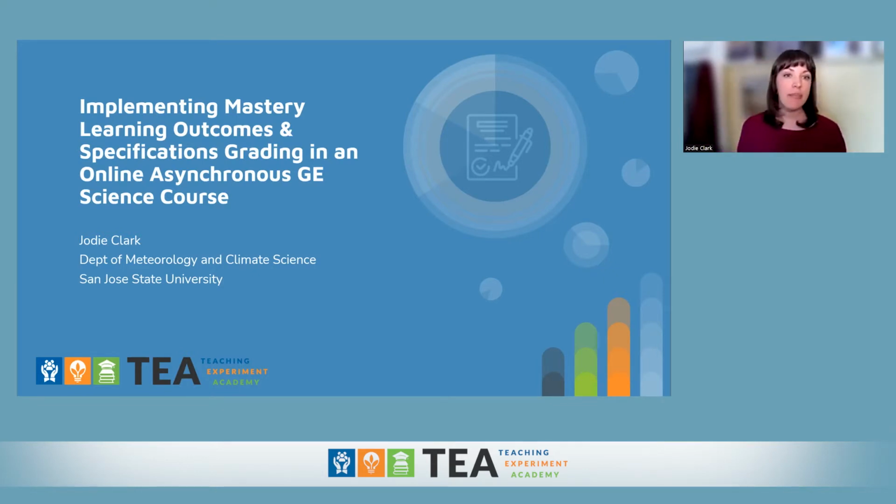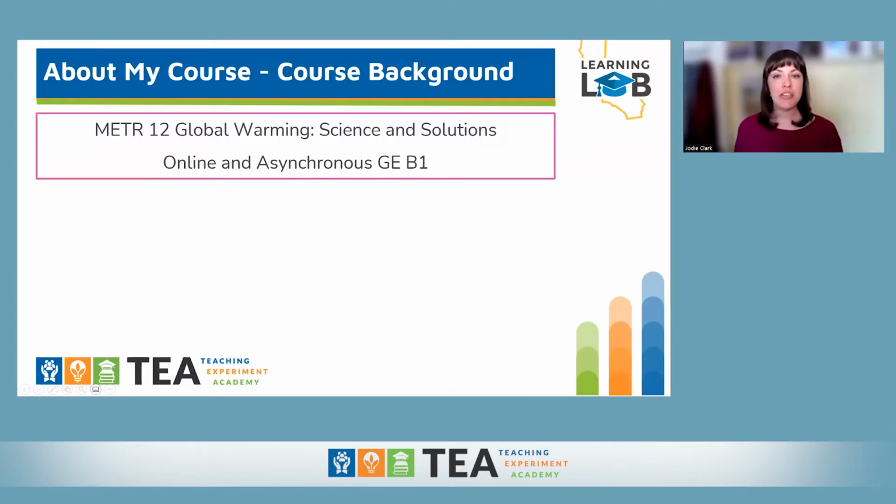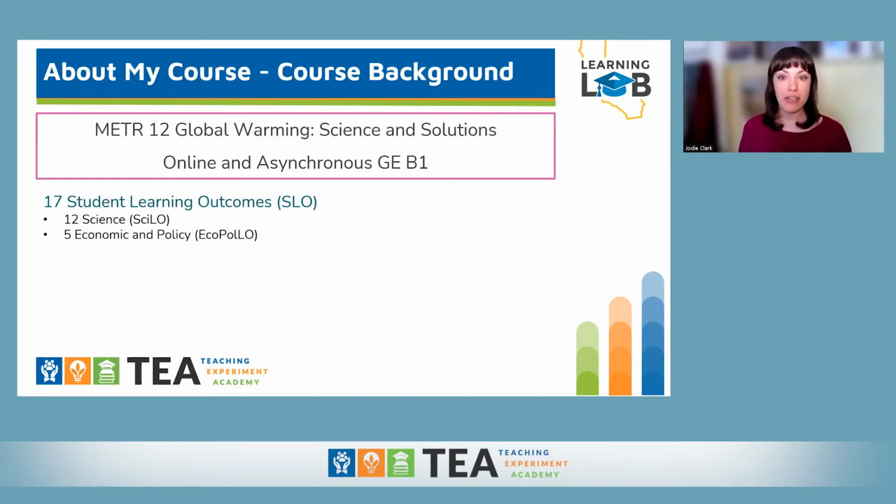So first, let me tell you a bit about my course and the breakdown of the course work. The course I adjusted is an online asynchronous GE course where we discuss the science and solutions behind global warming. It is comprised of 17 learning mastery outcomes, which are divided into these 2 categories. There's 12 science-based learning outcomes, and then 5 economic and policy-based learning outcomes.